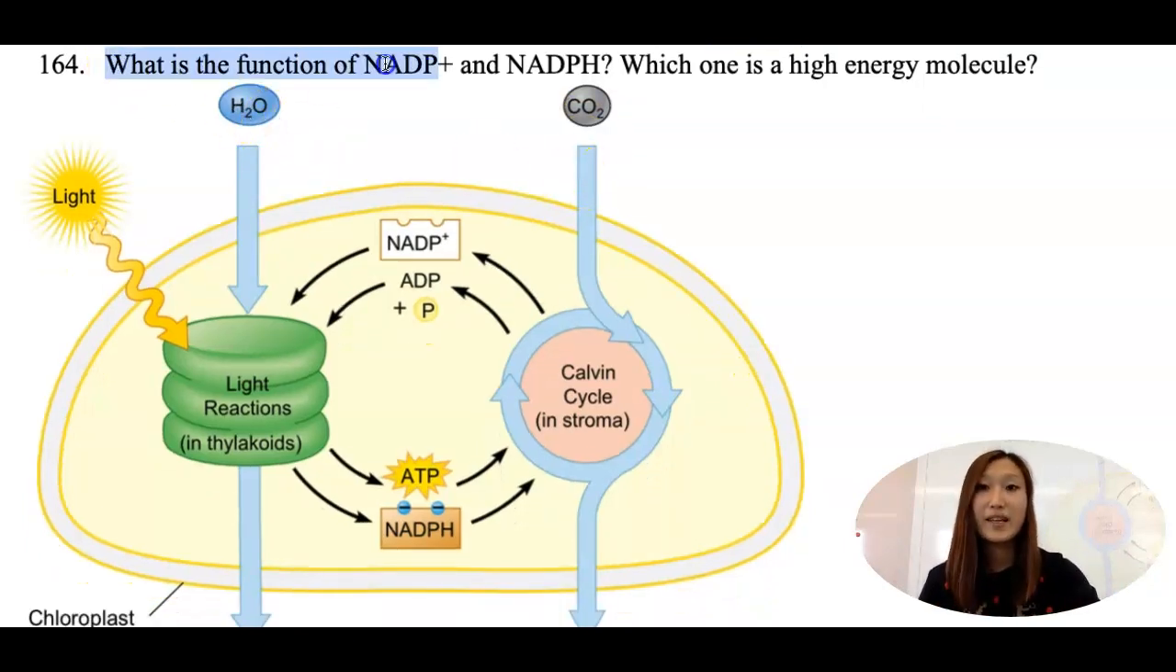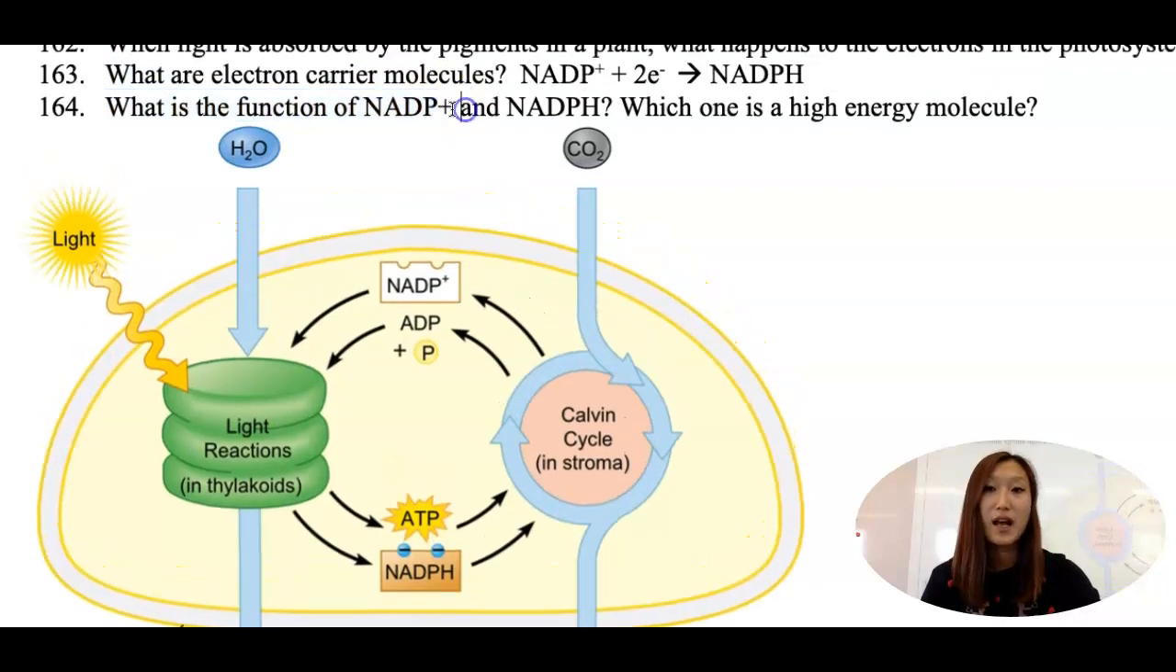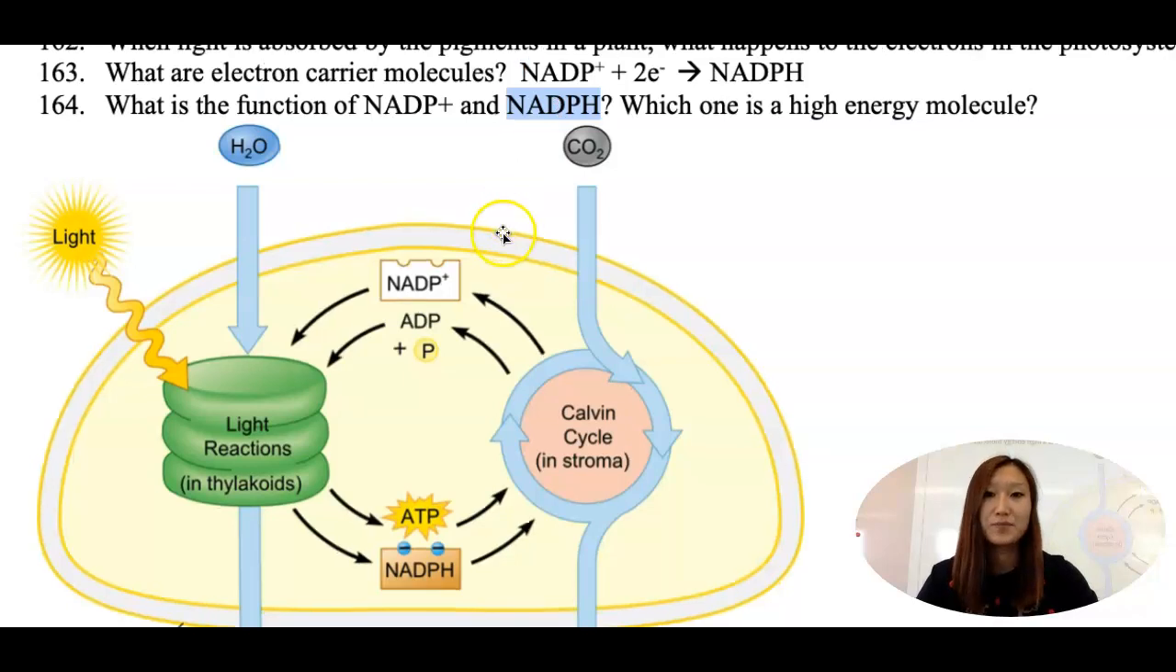Moving on. What is the function of NADP+? To be an electron carrier. What is the function of NADPH? Transport the electrons that it carries. Which one has higher energy? That will be NADPH because that's the one that is already holding on to the high energy electrons.